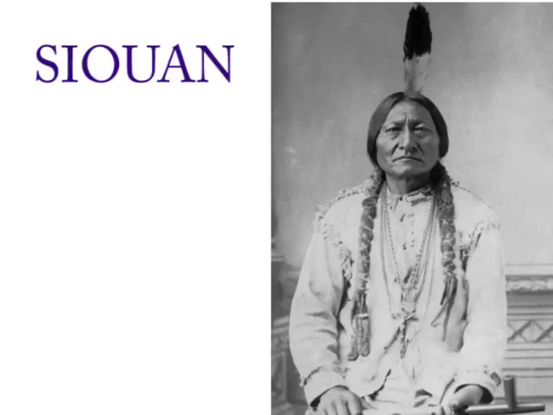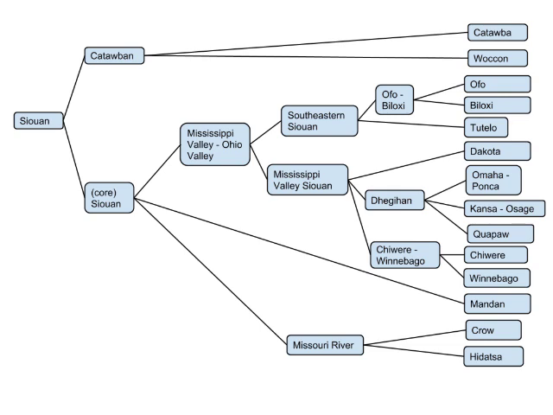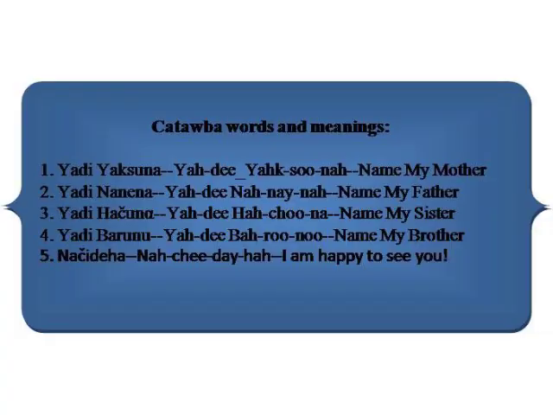Next on our list is the Siouan language family. They make up a large part of the Plains region, such as the North Dakota and the Montana region. Some of the subgroups within this language family are Catawban, Core Siouan, Missouri River Siouan, and Mandan. So some languages are, for example, Catawban. It's extinct, but there is a small list of words that have survived.